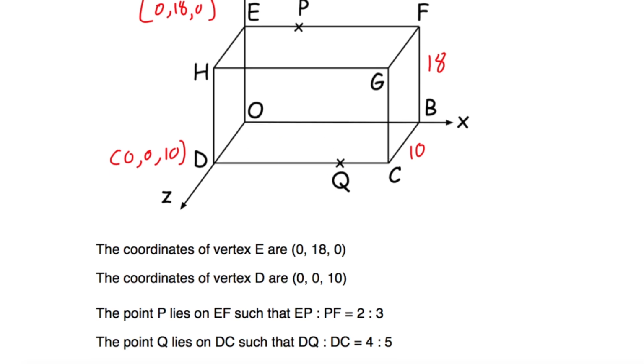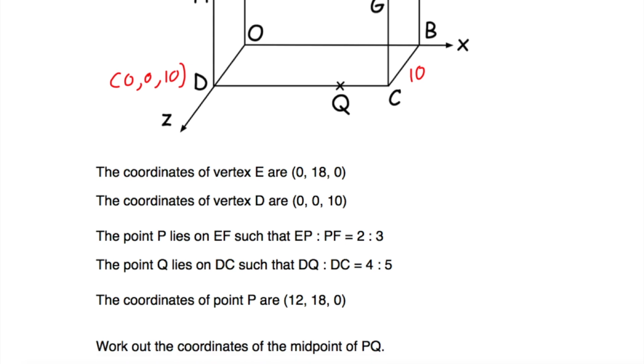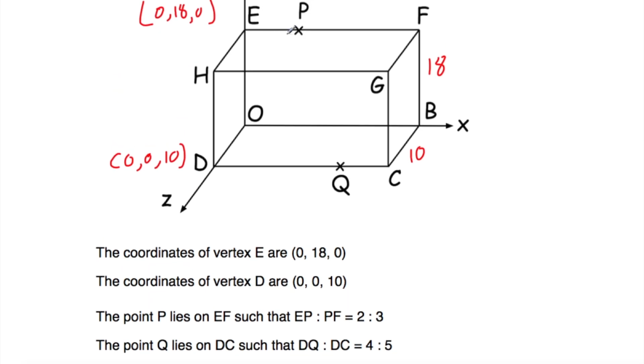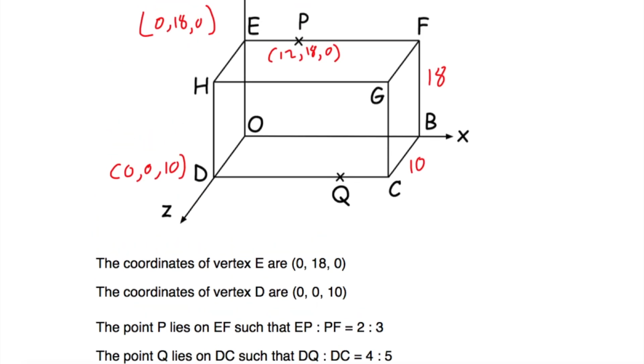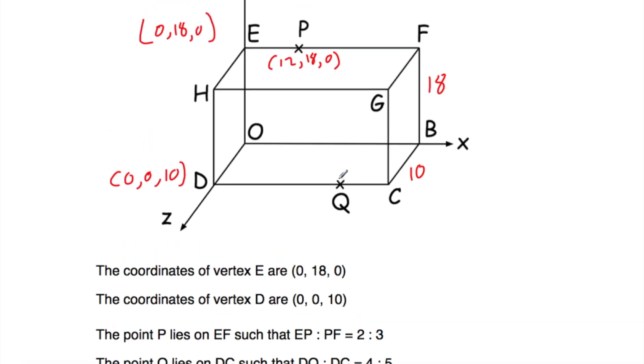And then we're told, if we have a look at the question, that the coordinates of point P, this point here, are 12, 18, 0. And the question asks us to find the coordinates of the midpoint of PQ. So what I'm going to do is first of all find the coordinates of the point Q. If we can find the coordinates of this point Q, we can then find the midpoint of PQ. So let's focus on finding the coordinates of the point Q.